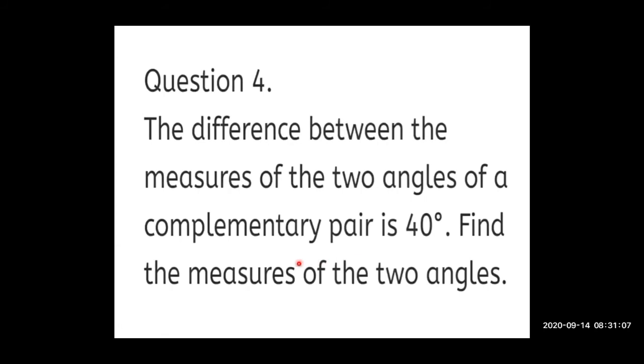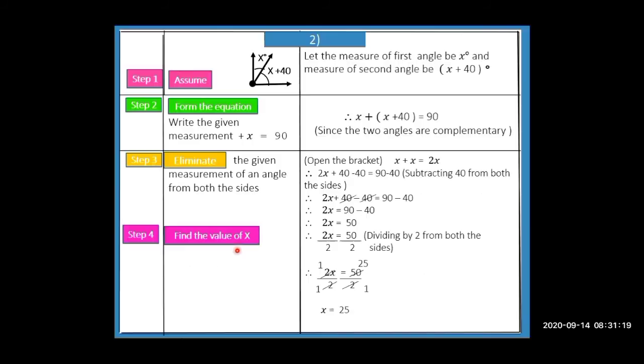So we know that in complementary angle, the addition of two angles will be 90 degree. That means one angle is greater than the other by 40. So look into the diagram. Okay, if we take one angle as x, the other will be x plus 40.